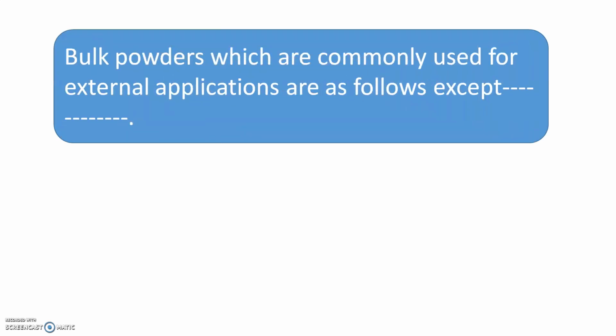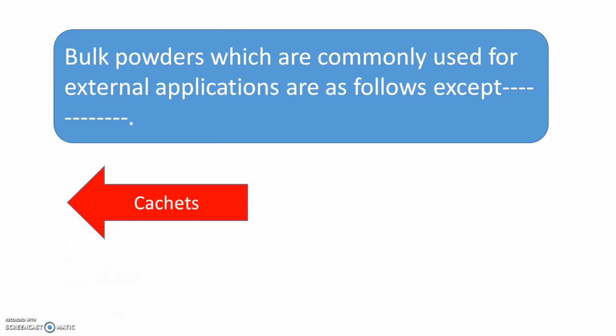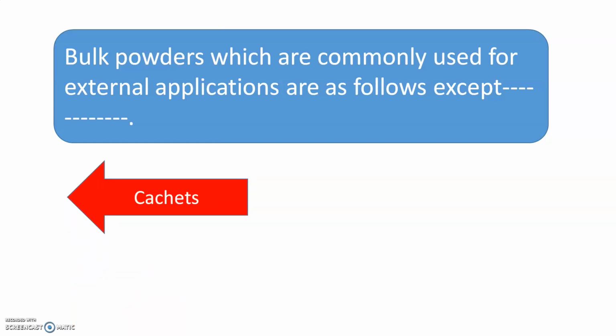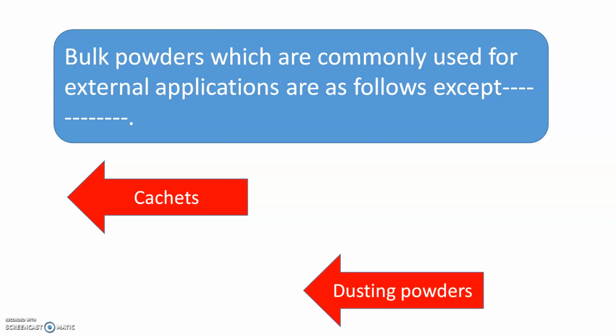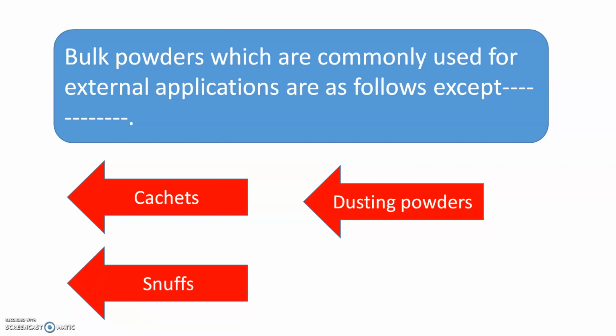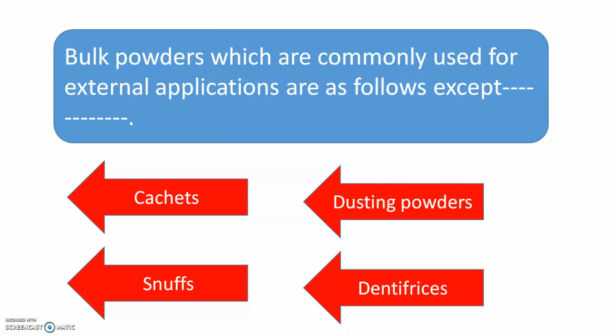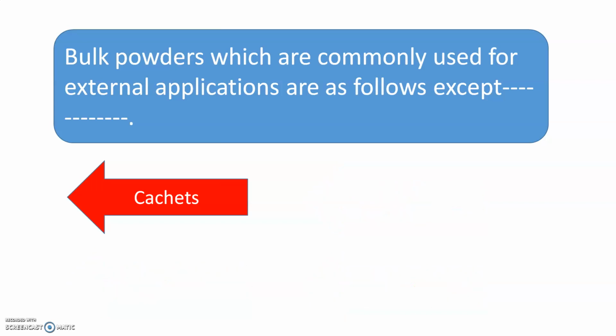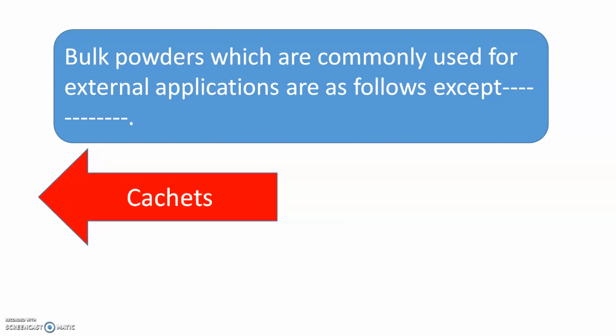Bulk powders which are commonly used for external applications are as follows except. The options are cachets, dusting powders, snuffs or dentifrices. And the correct option is except cachets. All the others were used for external applications as bulk powders.